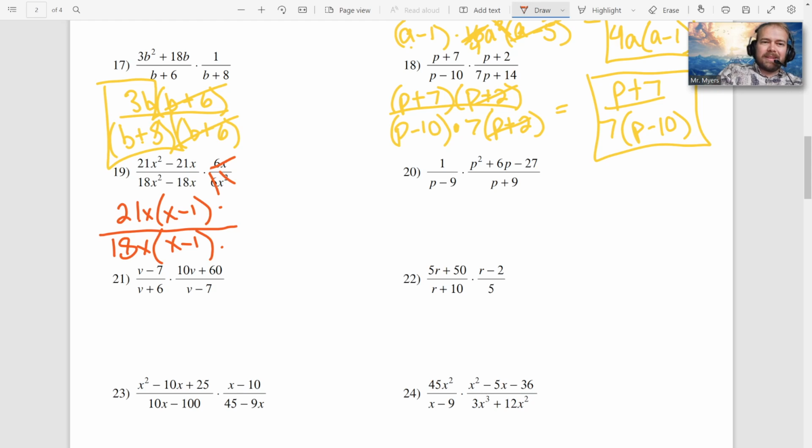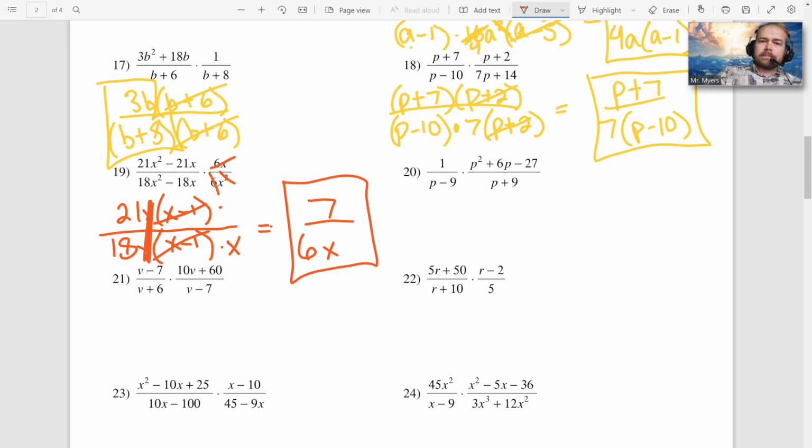Well, it would have. It doesn't anymore, I guess. And then now there's just an x on the bottom there. Right? So 6 is canceled. X cancels with an x on the bottom with 1 x left over. All right, so then that cancels with that. Those x's cancel there. 21 and 18 both divide by 3. If I divide 21 by 3, I get 7. That's all that's left over on the top. 18 divided by 3 is 6, and an x. And that's it, because everything else canceled.